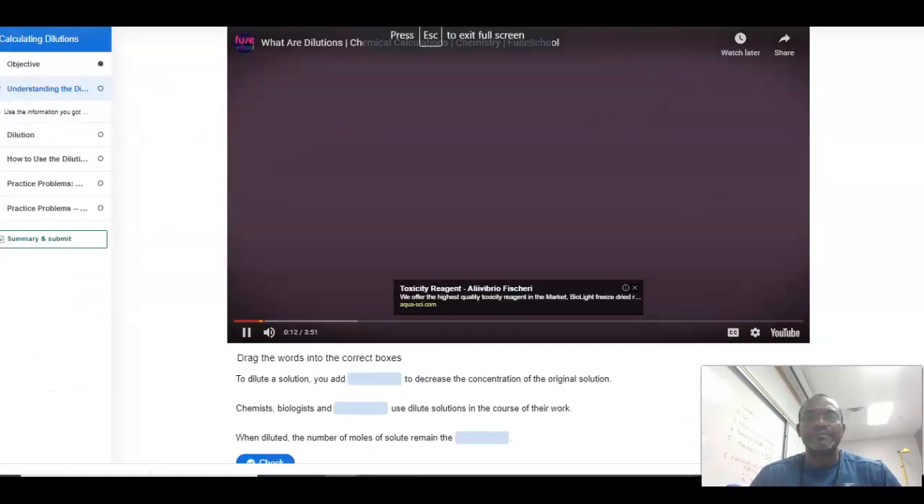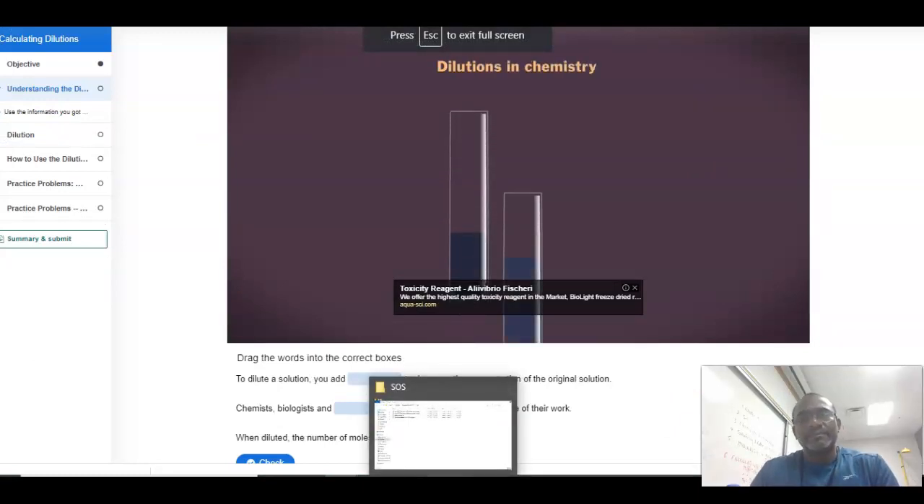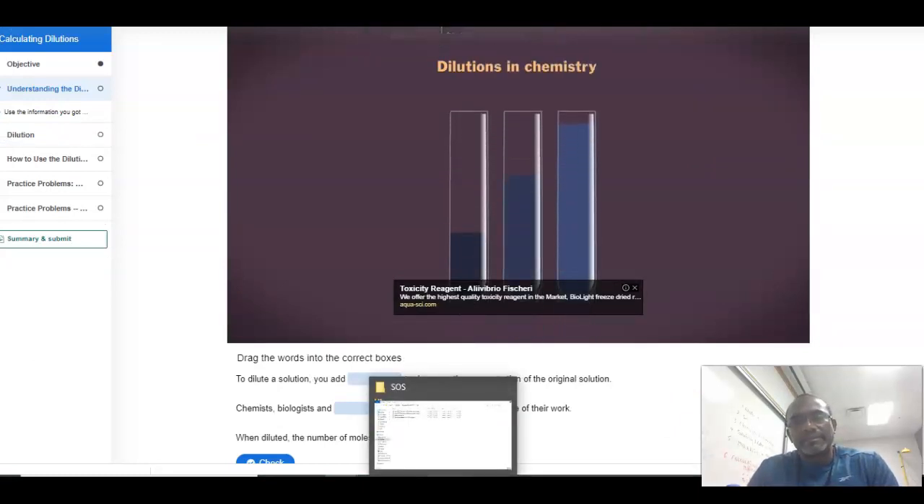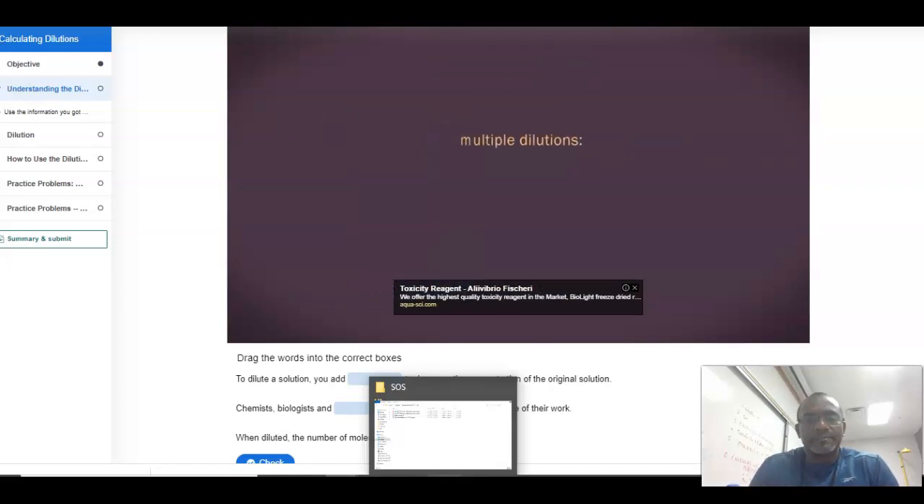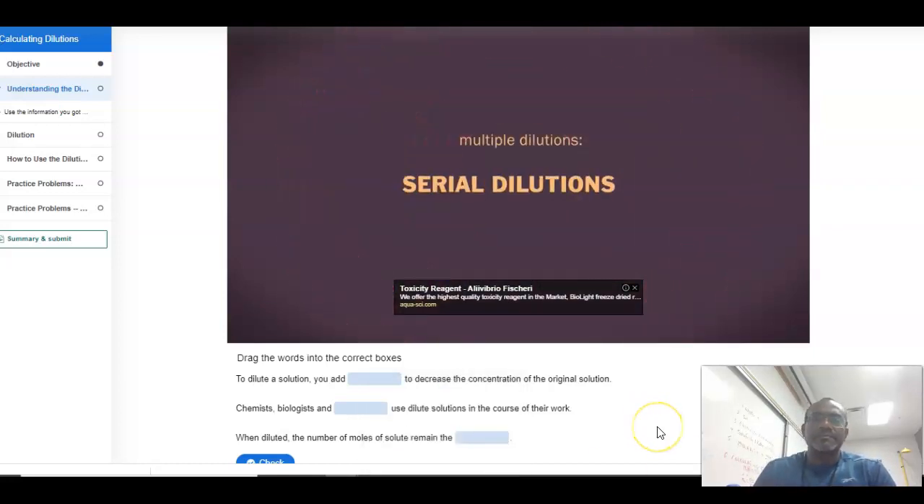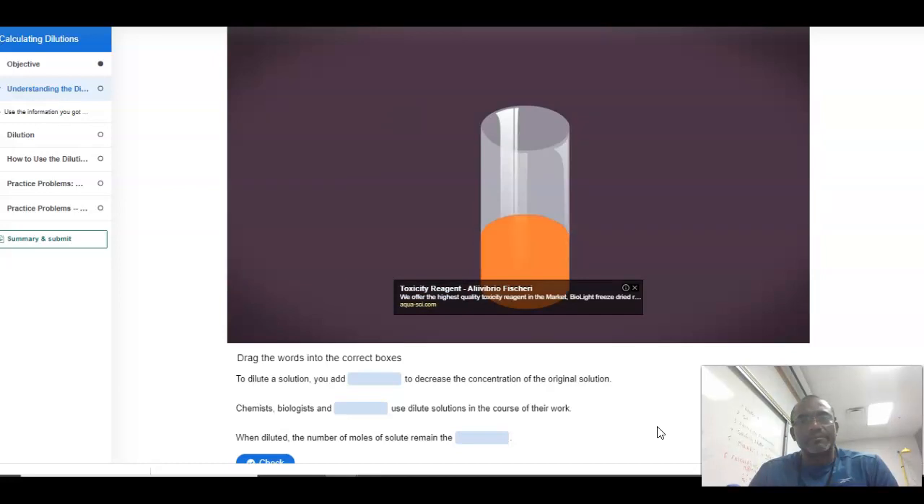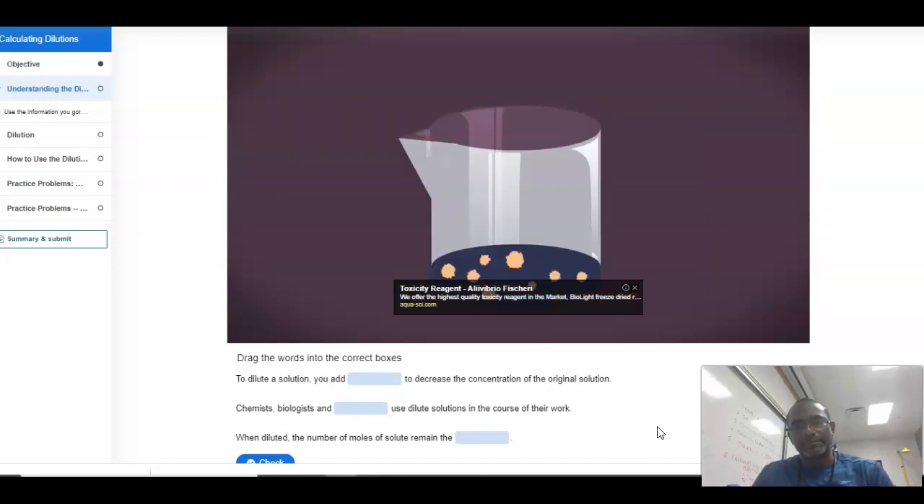In this video, we are going to look at what dilutions are in chemistry, how to calculate them using a very easy equation, and even extending to multiple dilutions, which are called serial dilutions. I am sure you all already know that when you have orange squash and you dilute it, that just means you add water. It is the same in chemistry.